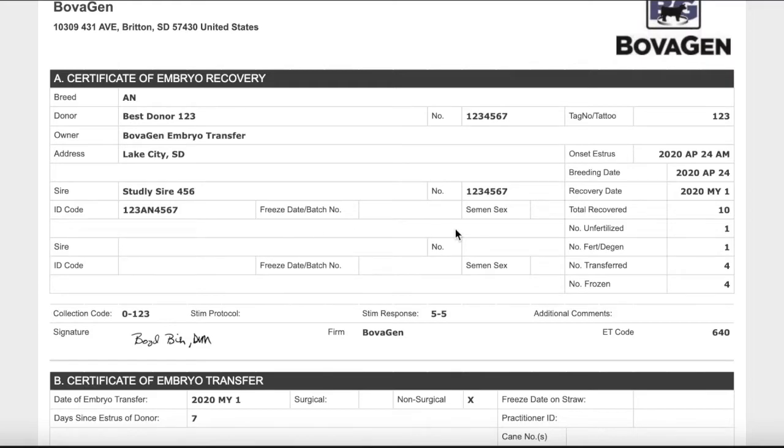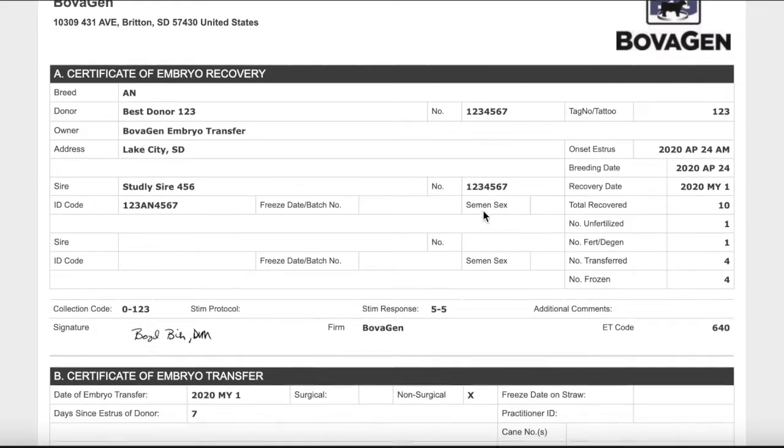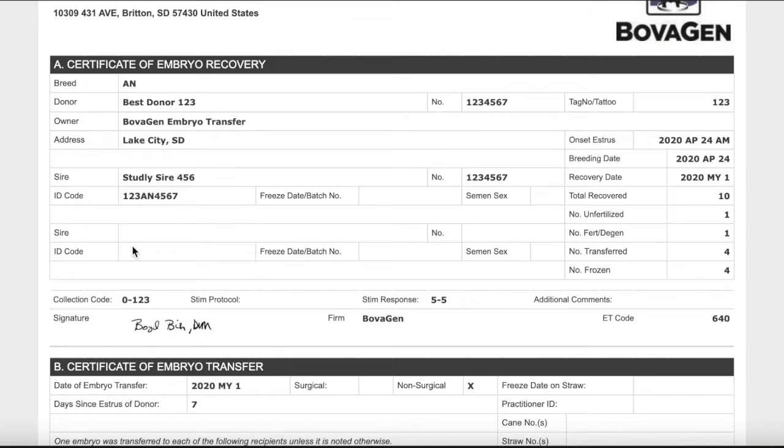Then you have the ID code and the number. And if you used another bull, you have a space for that as well. So up here, you'll see Onset Estrus. That's the day she was in heat. Typically 7 days, you'll have the same breeding date, and 7 days later, you will do the flush. So from April 24th to May 1st in this example is the 7 days from estrus and breeding until the flush. So we recovered 10 total embryos, as you can see.